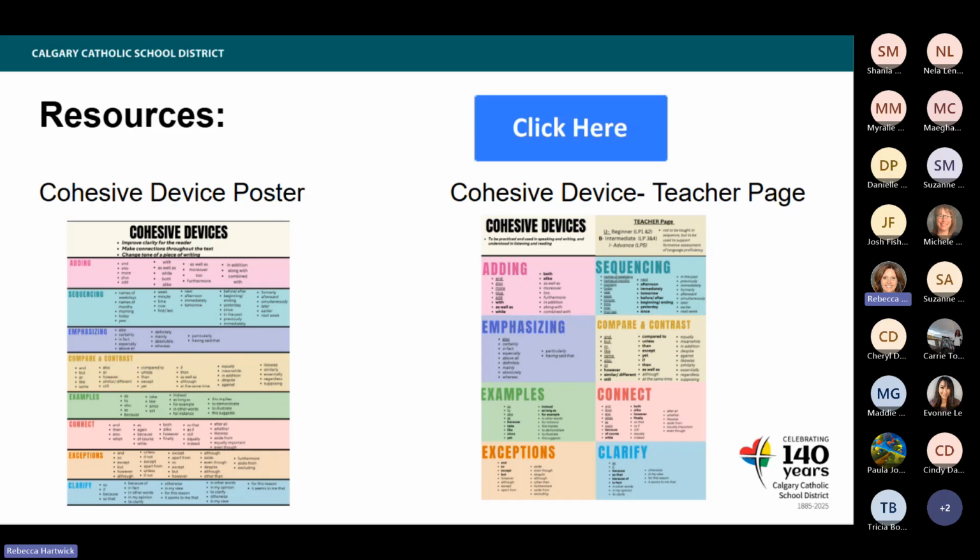And then the teacher page is where the words are just organized. The underlined ones would be the beginner cohesive devices for LP1s and 2s. The bolded ones would be for our level 3s and 4s, and our italicized ones are our advanced ones. So this is something you could keep in your teacher planning book, that you could refer back to when needed.